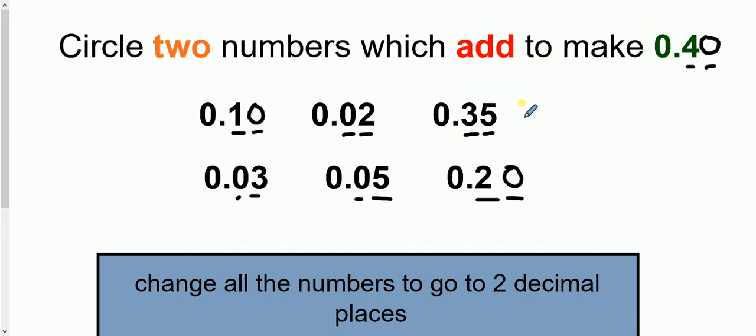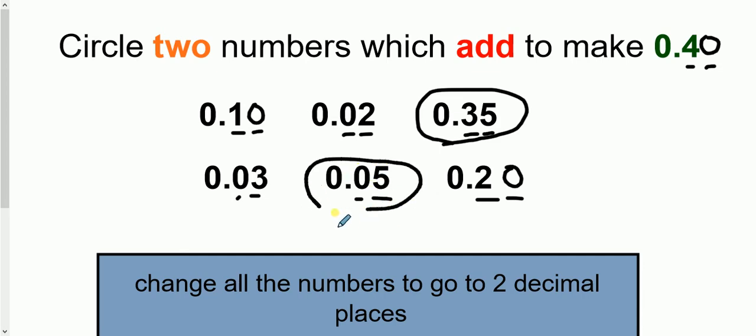0.35 has 35 hundredths. What could we add to that to make 40 hundredths? 5 hundredths. So 35 hundredths and 5 hundredths makes 40 hundredths. So these are the two numbers that we need to circle as our question is asking to make 0.4 or 0.40.